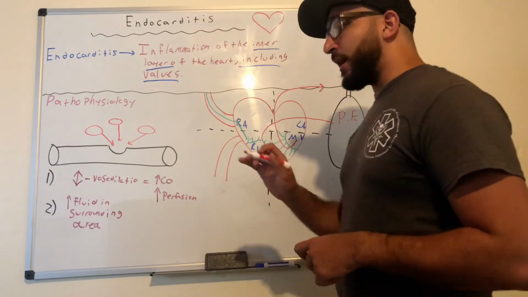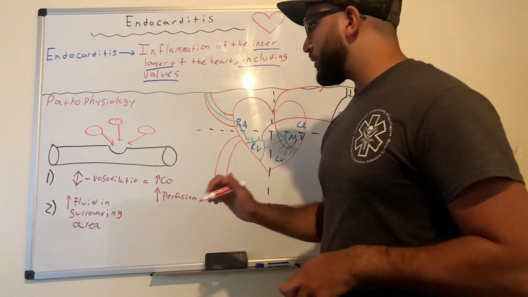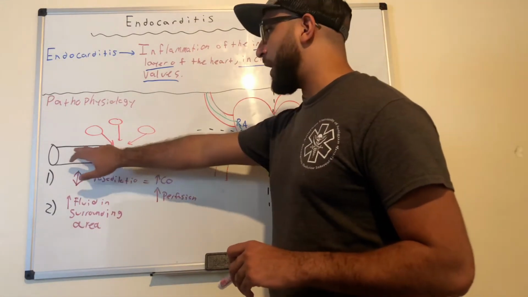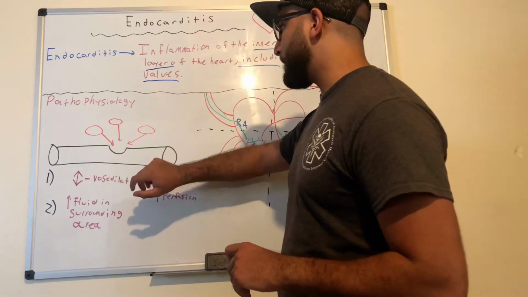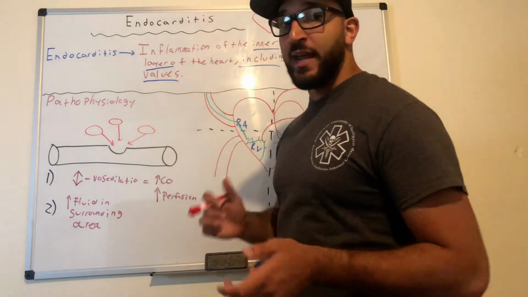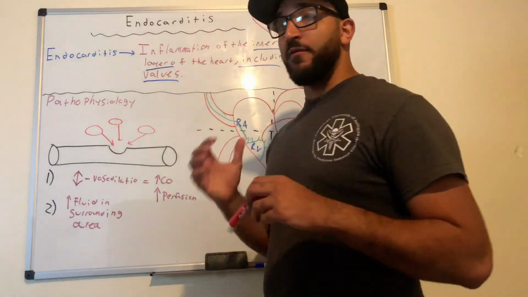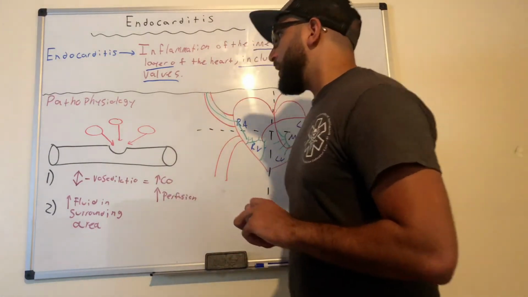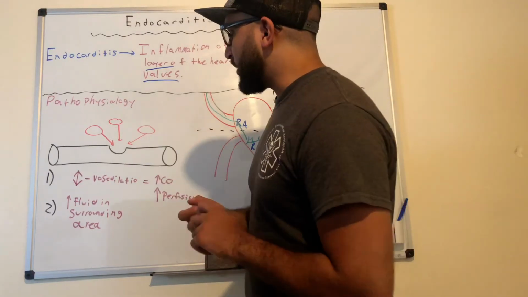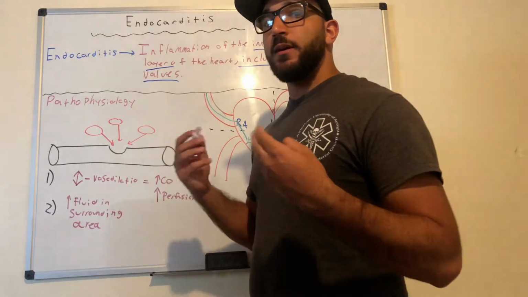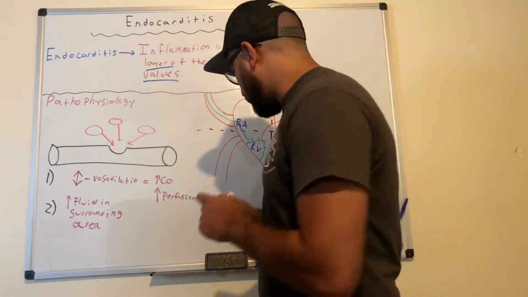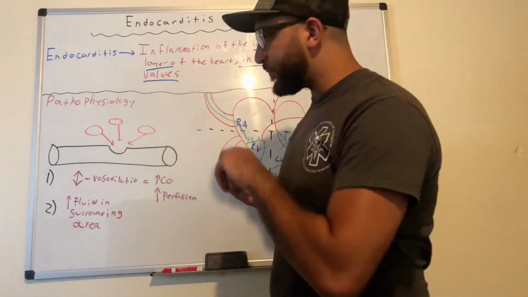Now, let's look at it at a cellular level. Okay, so let's say this is our valve, it's been damaged due to the vegetation of the bacteria aggregating onto the valve. What's going to happen is that there's going to be inflammation, because neutrophils are the first white blood cells to reach the site.